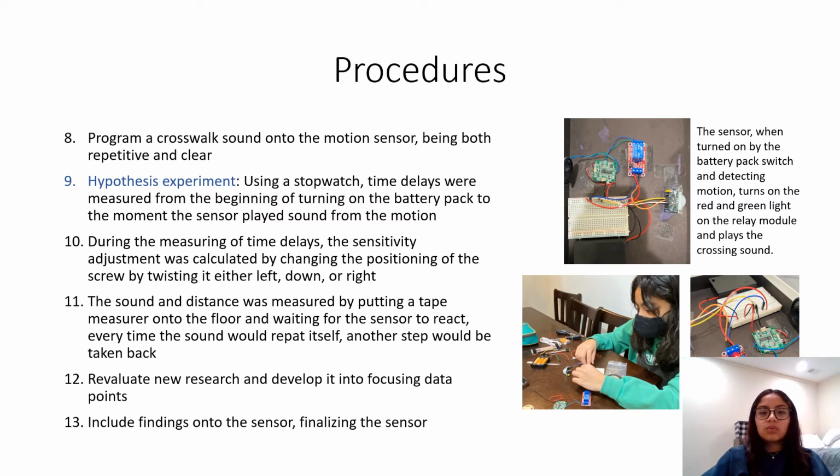The distance and sound on whether it detected movement was measured by placing a tape measure onto the floor and moving, waiting for the sensor to react. A step would be taken every time the sound was repeated. From this evidence, the new research was evaluated and developed onto focusing data and graph points. Finally, the findings were added onto the sensor.